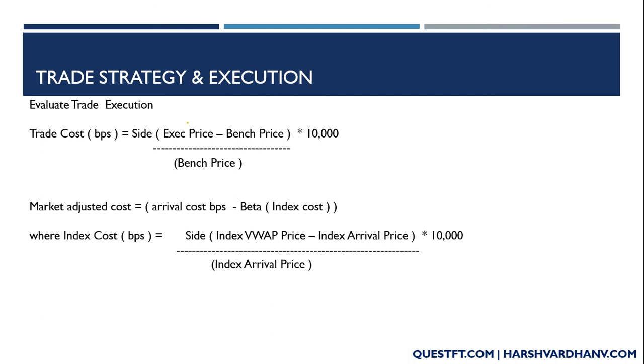Another way to get this in BPS is basically this formula: the price at which you have executed minus the price at which you thought you will execute, divided by the same price. It's very simple.